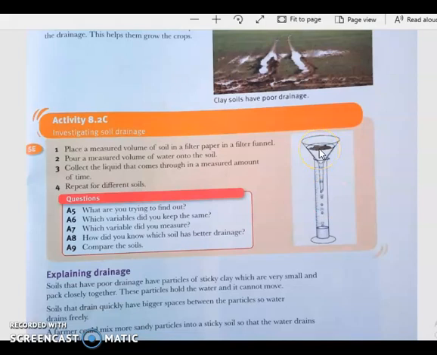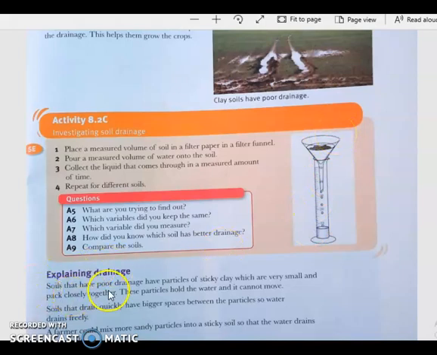That means it can hold water for a long time. Drainage system poor, it can hold water for a long time. So we can analyze by analyzing the amount of water. If the amount of water collected is more, it means this particular soil has a good drainage system, and if the amount of water collected is less, it means it has a poor drainage system.